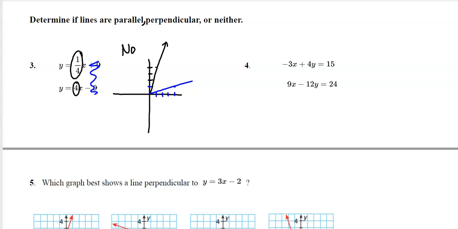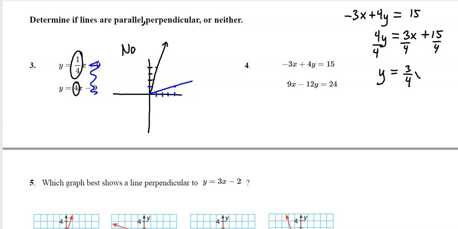So let's start with this first equation. -3x plus 4y equals 15. Well, if I want to put it in slope-intercept form, I need to first move the 3x to the other side. So it's going to become positive. And then I need to divide both sides by 4, everybody. And I get this new equation. And really all I'm concerned about here is I just want to know the slope. The slope is 3 over 4.